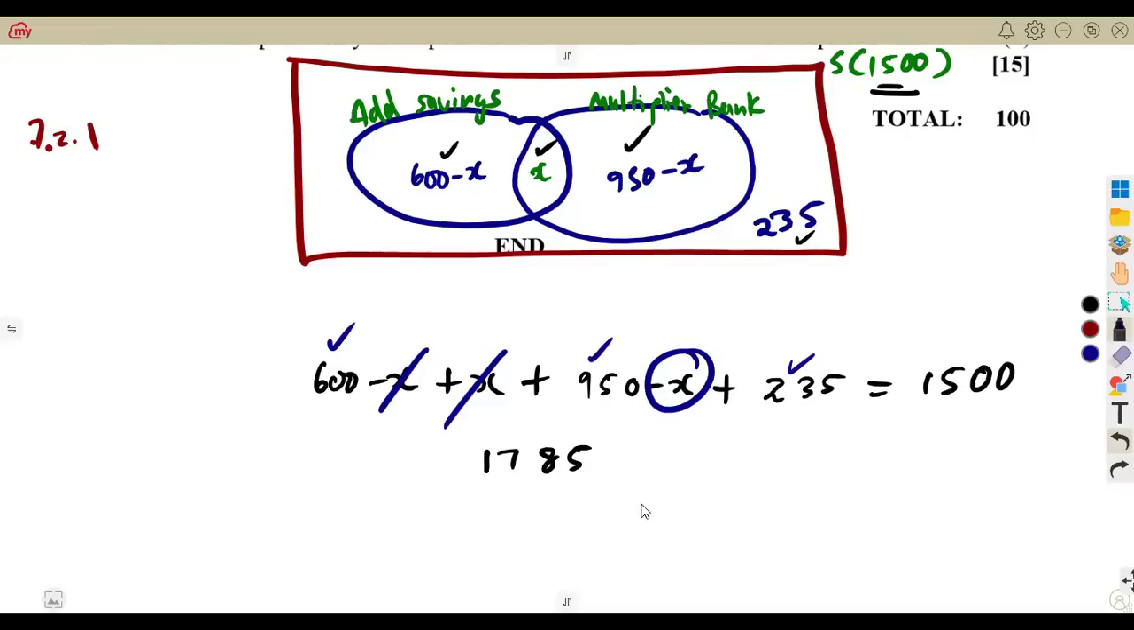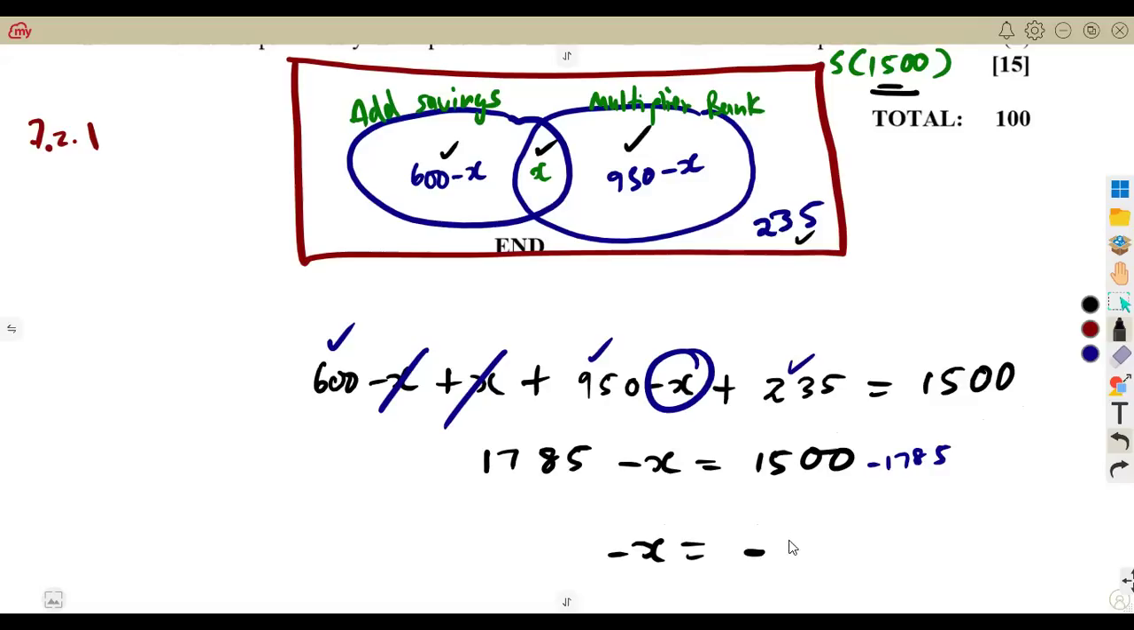You remain with minus X there. So that's minus X is equal to 1,500. So let's solve for X. Minus X is equal to what? Take this to the other side. It becomes a minus here, 1,785. You subtract that. It was going to give you a negative.